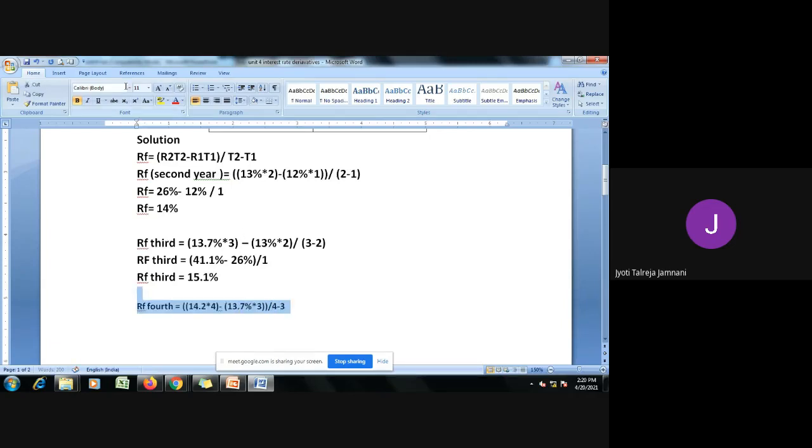So we are going to find the rate. Anybody can tell me RF for fourth year? 15.7, ma'am. Yes, 15.7%. So this was for fourth year.